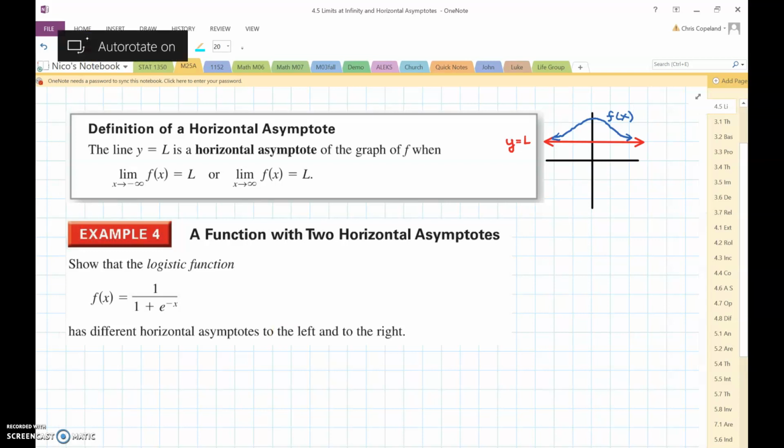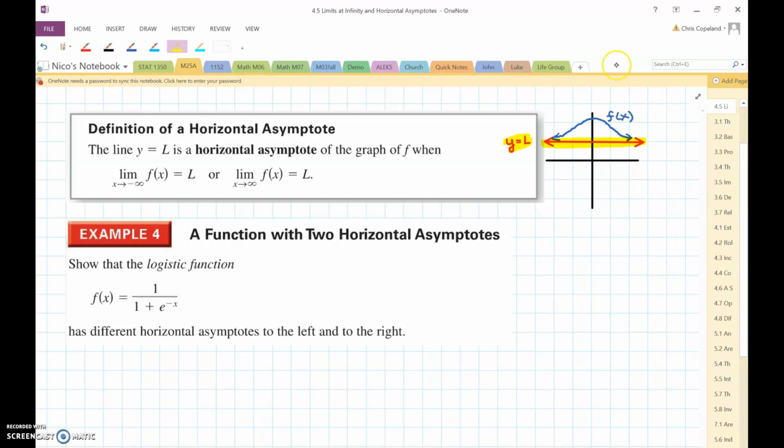Definition of a horizontal asymptote. Okay, the line y equals L. So if we look at this diagram over here, we have the line y equals L right here. Okay, that is a horizontal asymptote of the graph of f. And then we have the graph of f right here.